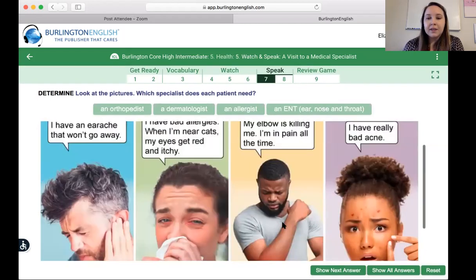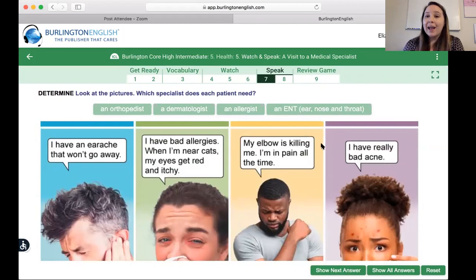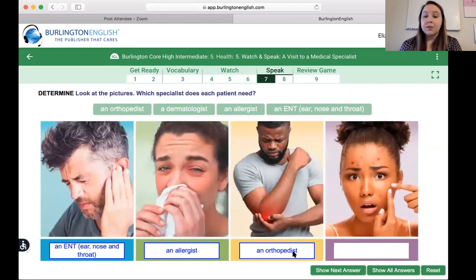Right? What about the next guy? He says, my elbow is killing me. I'm in pain all the time. Okay. So this one is again that orthopedist. So this is the person we just saw with looking at the knee. So here it's talking about the same thing, but with an elbow.